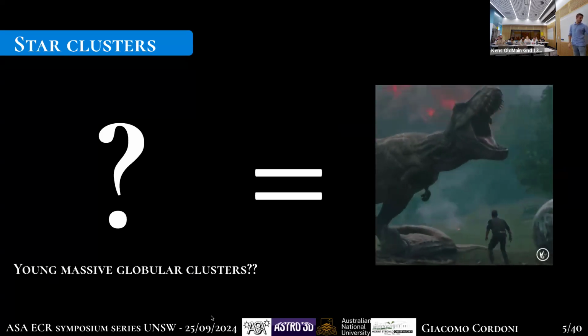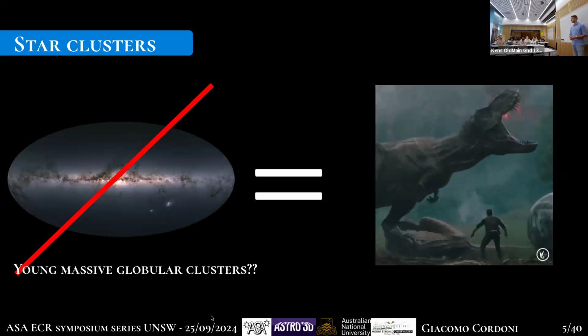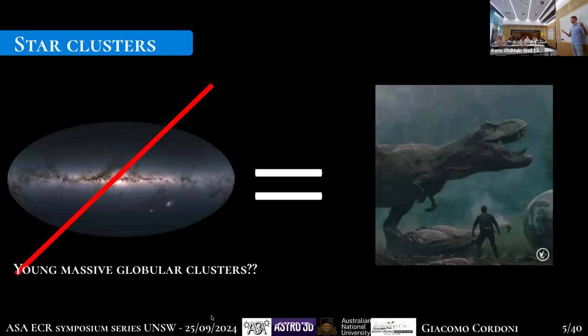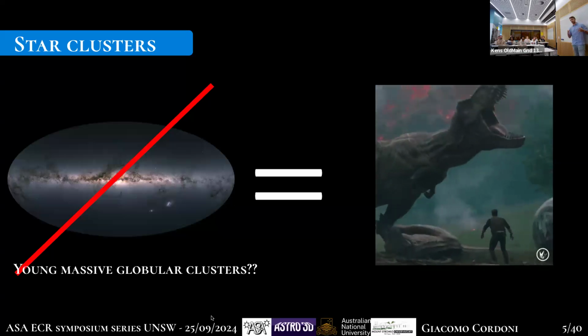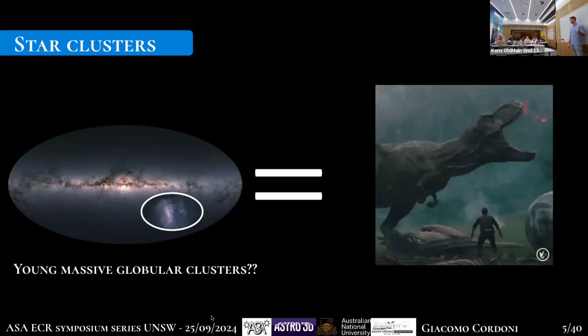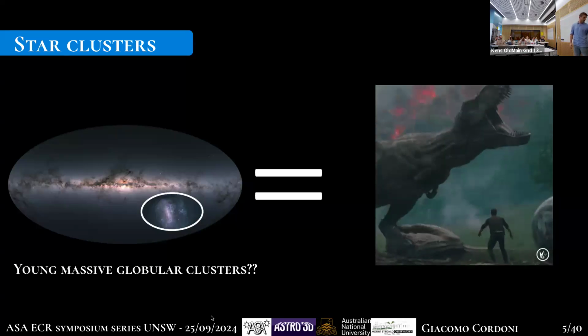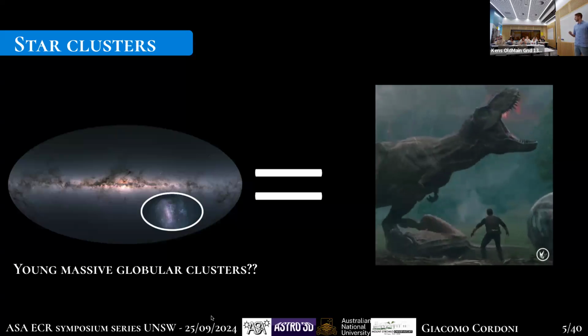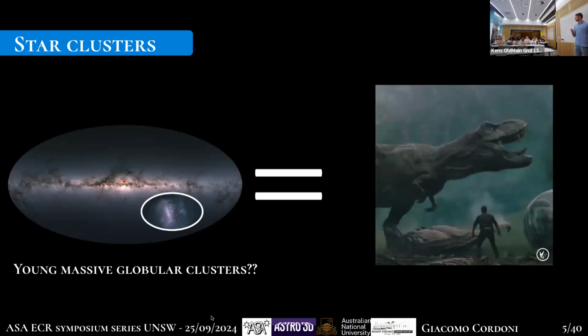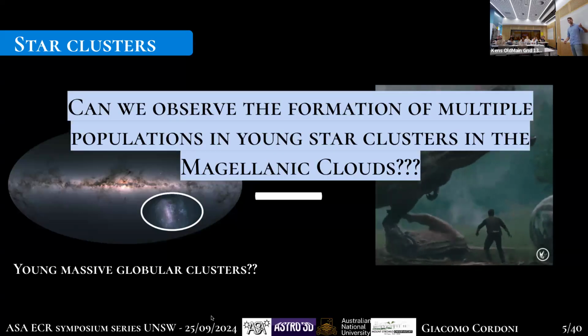Do we have some of these? Unfortunately, not in the Milky Way. We don't have such massive and compact clusters. We only have open clusters, but they are younger, they are not as massive, not as compact. But we have some examples in the Magellanic Clouds. So they're not far away from us. And the question is, can we actually get very good photometry for star clusters in the Magellanic Clouds?